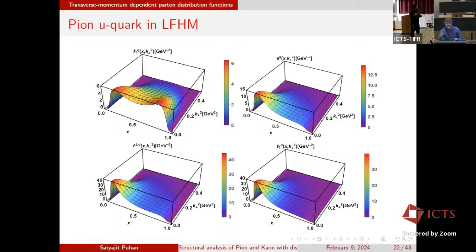Okay, a similar kind of behavior was also shown in the light-front constituent model by Barbara Pasquini and Cédric Lorcé. The similar kind of behavior. I don't have a proper explanation for it, but I will look into it.